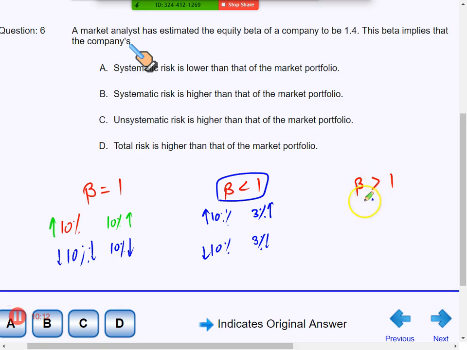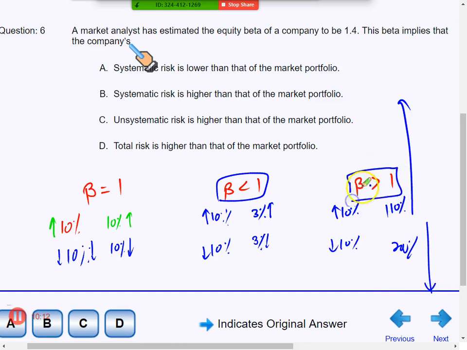Beta greater than 1 means if the market goes up by 10%, your share's return will skyrocket. Why? Because it is more sensitive to the market. If the market goes down by 10%, your return will plummet to the ground. Meaning thereby, having beta greater than 1 means that the returns are more sensitive to the market returns.